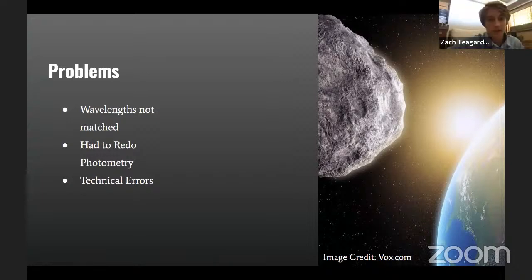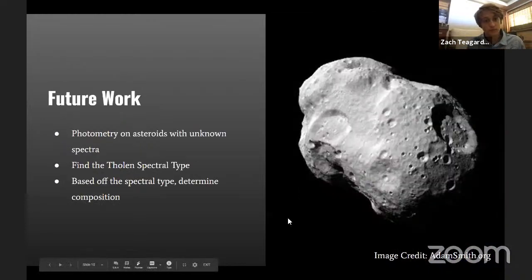So some of the problems we encountered were that the wavelengths weren't always matched. So in our spreadsheet, we had to go through and rematch 3,000 data points, which was sort of time consuming. And we also had to redo some photometry because our aperture radii weren't always global. So we had to redo that because keeping the aperture radius constant was pretty important to getting accurate results. And then we also had a few technical errors, and those always need to be fixed. So those were the main problems we encountered. Next slide.